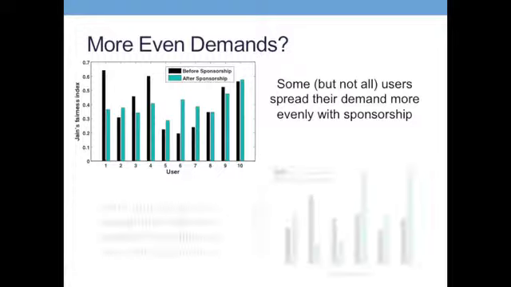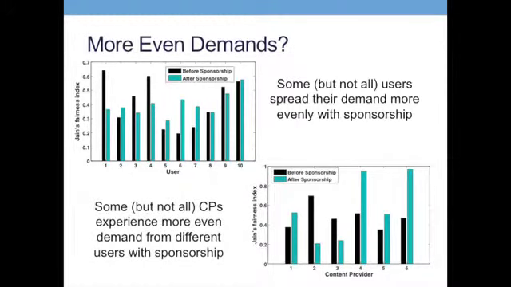We measure evenness using Jain's index, with turquoise bars representing evenness after sponsorship. Similarly, most CPs will receive more even user demands after sponsorship. Thus, sponsored data can have complex effects on the distribution of user and CP demands. It can induce more even demand spreads and make data more affordable.